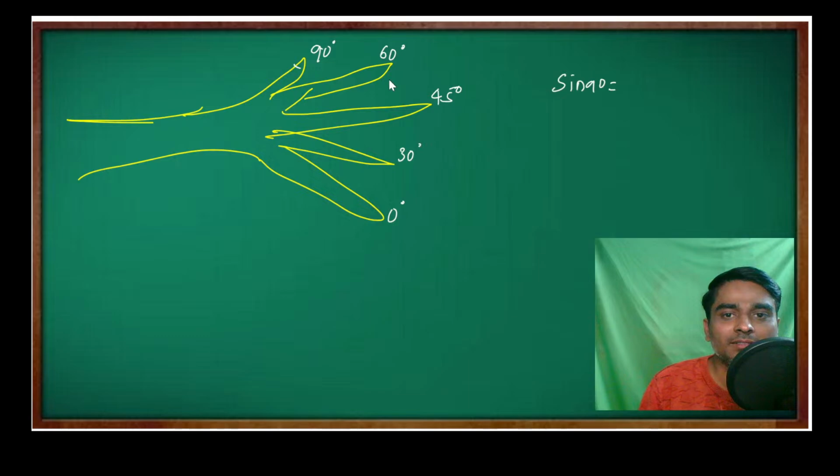See how many fingers are left. You are taking 90, right? Below 90, how many fingers are left? 1, 2, 3, then what? 4. 1, 2, 3, 4.